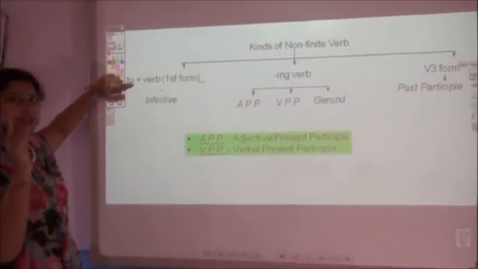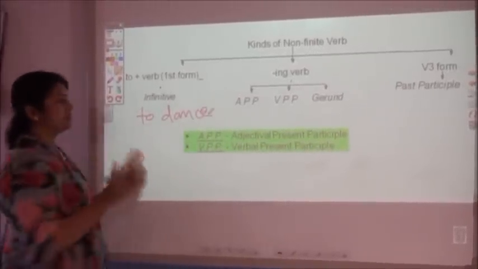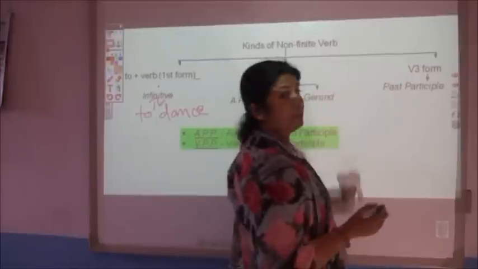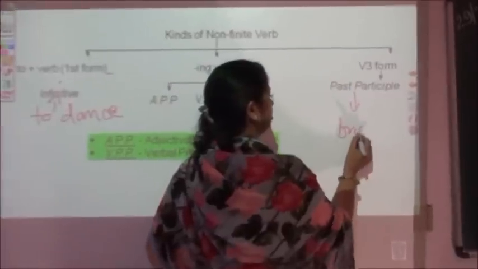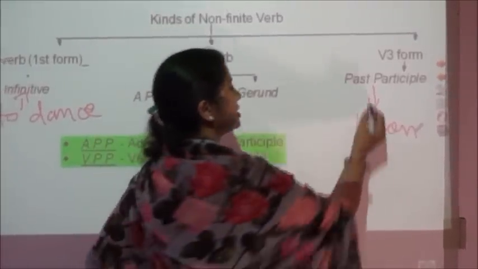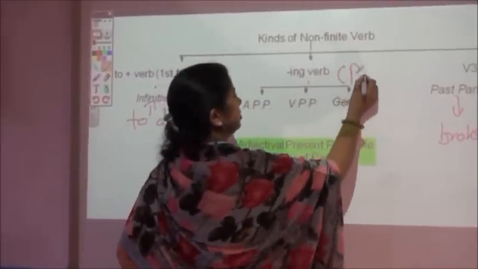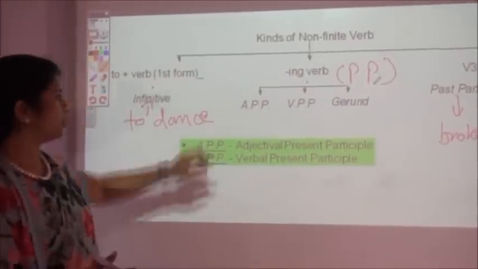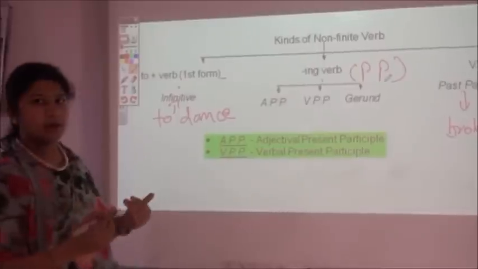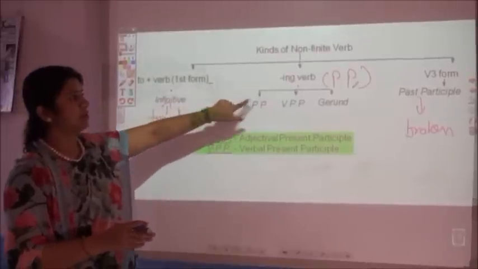Again, the verb which is having to before it, like to dance, is what? Non-finite verb. Which kind of? Infinitive non-finite verb. V3, past participle, like broken. Okay. V3 verb which is not having a helping verb before it, what to call this? Past participle non-finite verb. Now ing verbs, what to call that? Present participle. Now which kind of present participle? Adjectival and verbal and gerund. Is it clear, friends? Now see, till now we are focusing only on these three categories, that means infinitives, present participle and past participle.